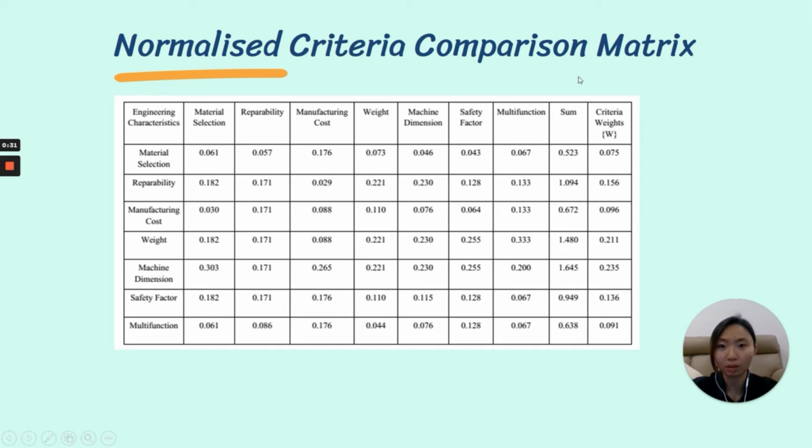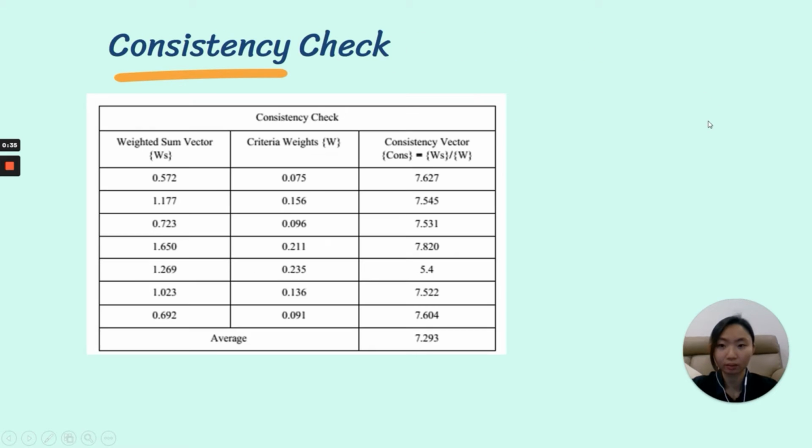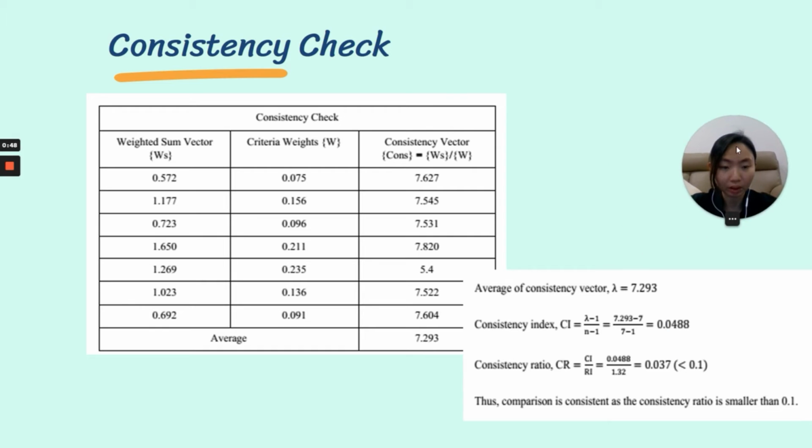This table shows the normalized criteria comparison matrix for our design. This table shows the consistency check based on the weighted sum vector and the criteria weights. By substituting the values into the formula, we are able to obtain the average of the consistency vector, which equals 7.293.